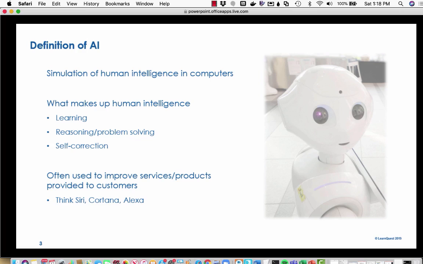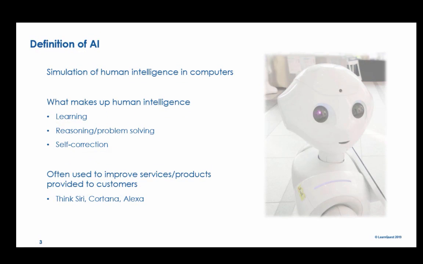So what is a good definition of artificial intelligence? You can kind of think of it as the simulation of human intelligence in computers. Human intelligence is made up of learning, reasoning and problem solving based on that learning, and then self-correction when we get something wrong.